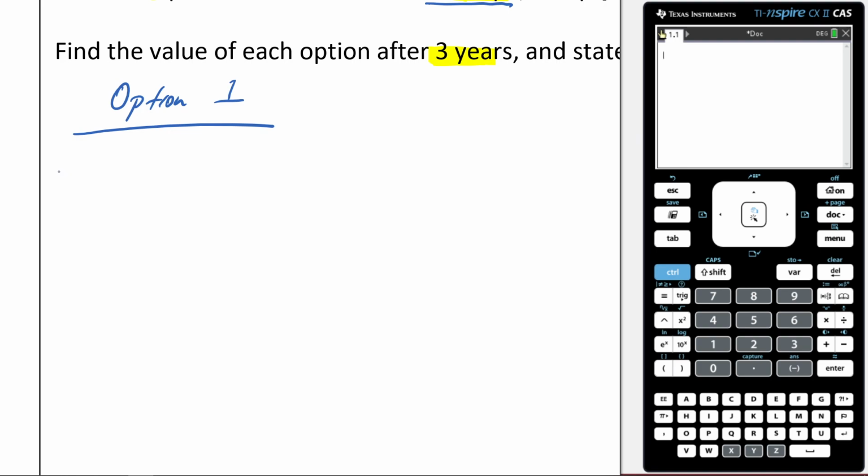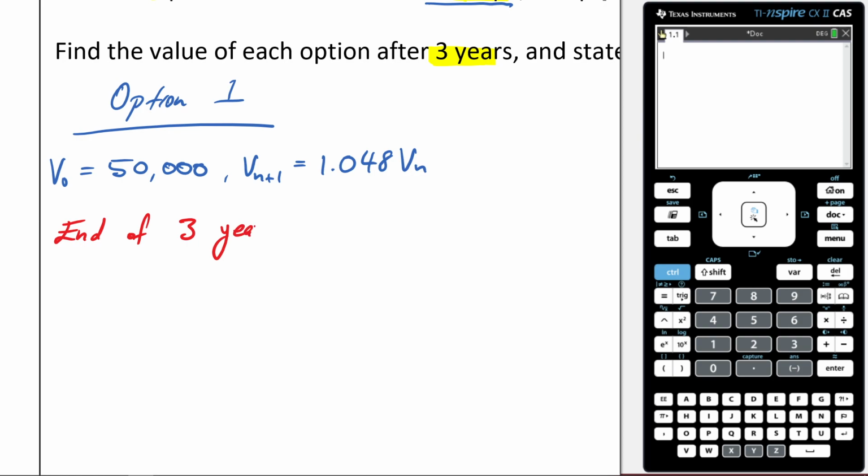Let's write out the recursion relation. V of 0 is $50,000 because that's how much I'm taking out. V of n plus 1 is going to be equal to, remember, it was 1.048, and then you're timesing that by V of n. Now, here comes the important part. I'm going to do it in red. What I need to figure out is the end of 3 years. What is the balance in there? The end of 3 years.